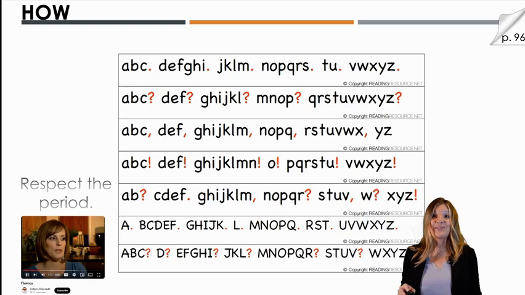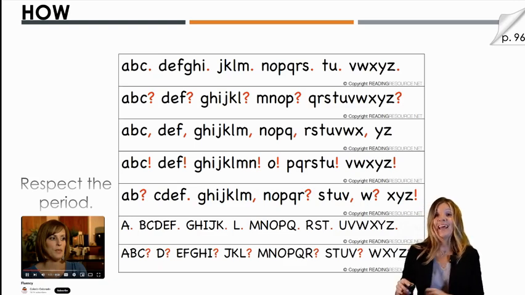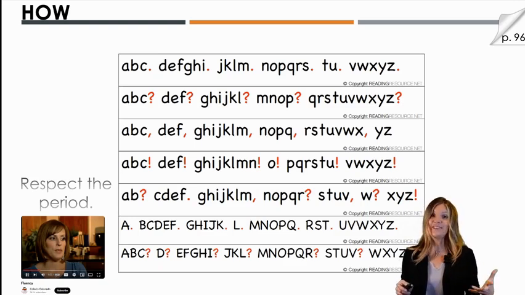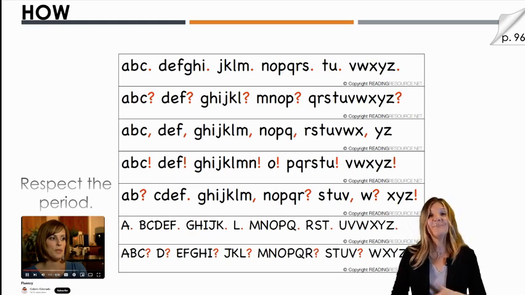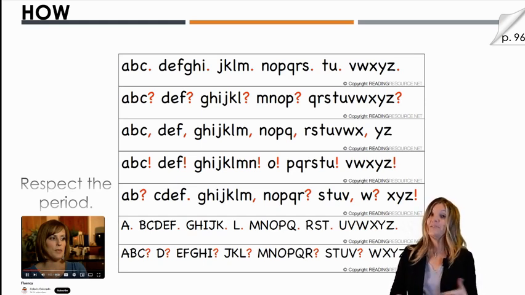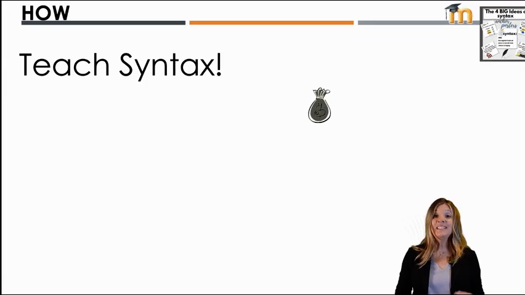There is also a story in Moodle that I will link, and it is about a high school teacher that taught punctuation, and one of her students was like, you've got to respect the period, and it changed their classroom dynamic around reading using punctuation marks. Teaching syntax is huge when it comes to fluency and comprehension. Let me show you what I mean.